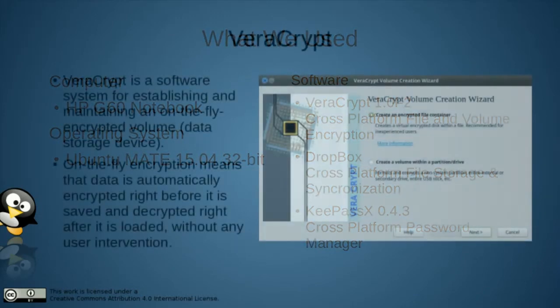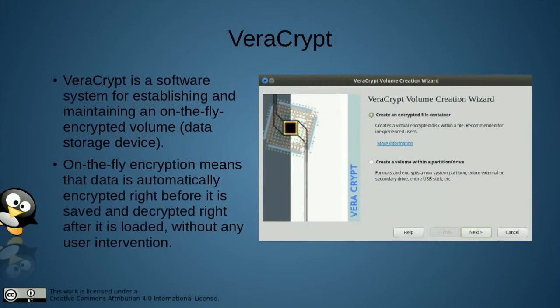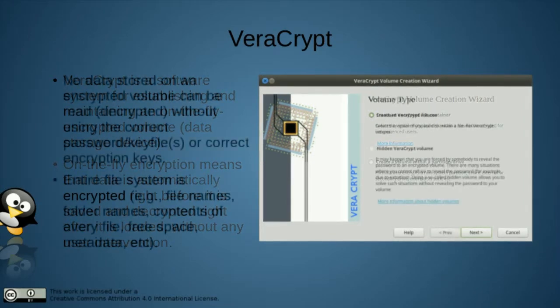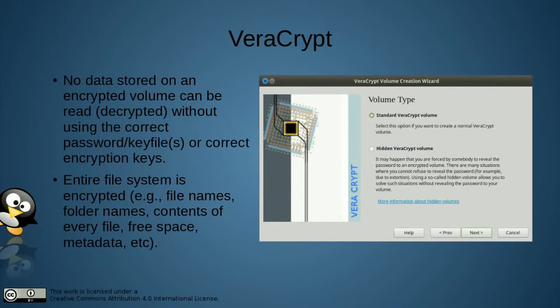VeraCrypt is cross-platform software for creating and maintaining on-the-fly encrypted volumes for data storage. The on-the-fly encryption happens without any user intervention, right before the information is saved, and it is decrypted right after it's loaded. You need the correct password or encryption keys to decrypt the files on a VeraCrypt volume, and VeraCrypt encrypts the file names, folder names, contents of every file, free space, and metadata, everything in the file system.